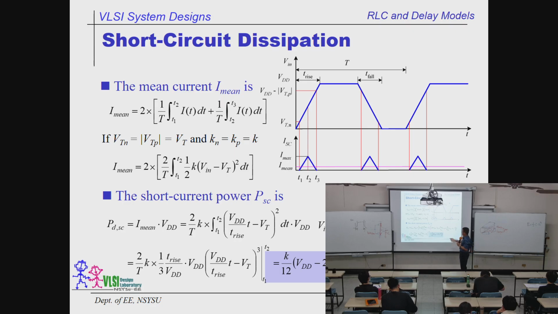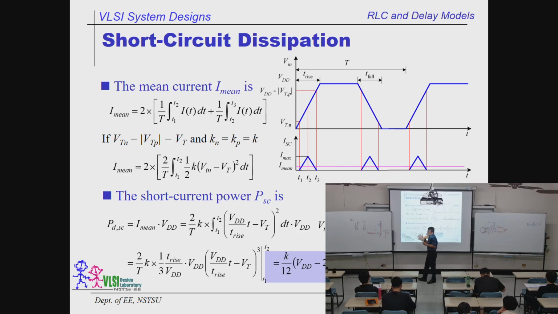Because when we reduce the T rise, that means we narrow down the gap, narrow down the window for the current that's going up and down. That's how we do it. So that is why we always like to have a square wave output. Because you make it as square as possible, that means the T rise becomes very small. That's how we reduce the short circuit power.